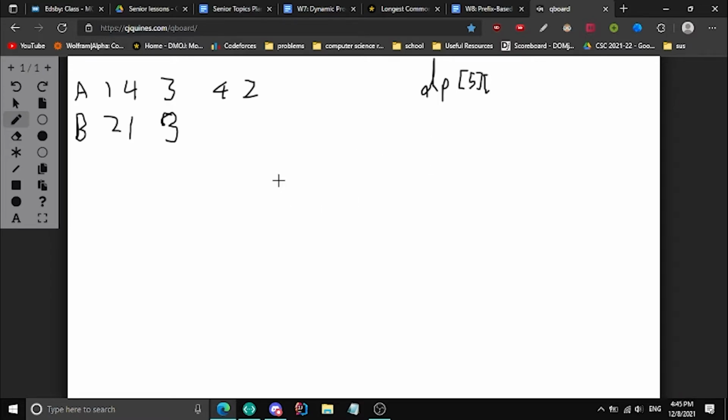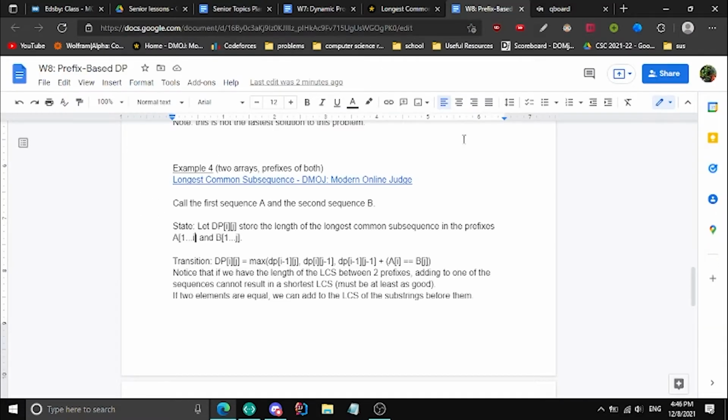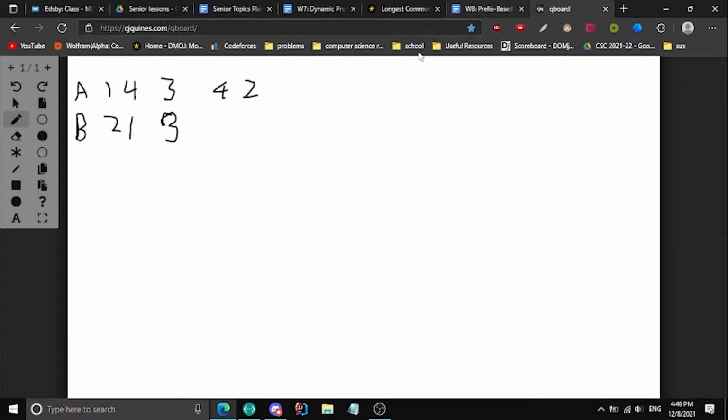Okay, so for this problem, I think it would be a good idea to draw a table. But before that, let's try to plan out our transition a little bit. So if we have the length of the longest common sequences between 2 of the prefixes, and if we add to one of the sequences, it can't have a shorter longest common subsequence, right?